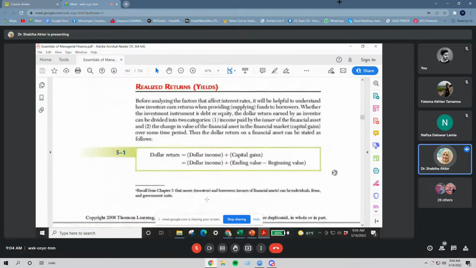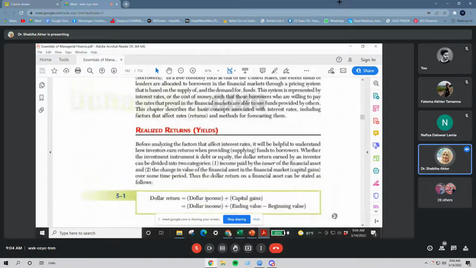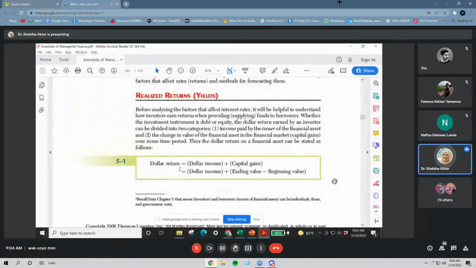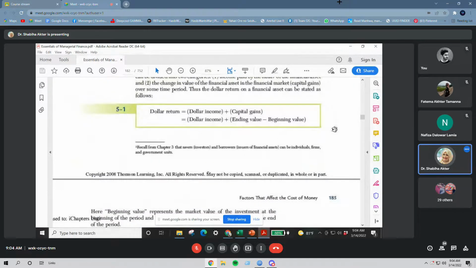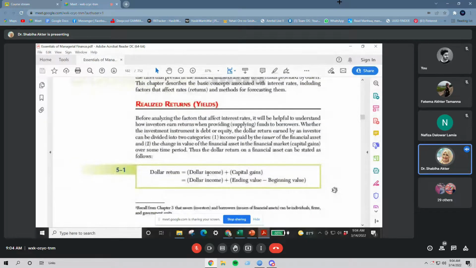So the next concept we will try to understand is realized return. When you are talking about realized return or yield, that is related to dollar return as well. We'll learn the yield formula from here. This is the formula for calculating yield. Now let's understand what dollar return and realized return are.